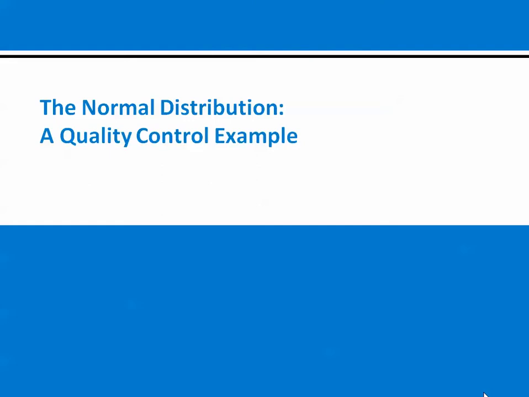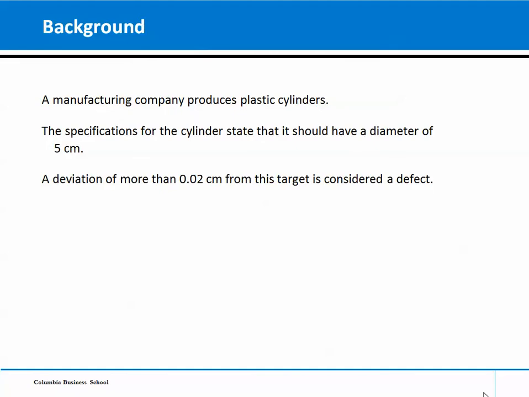In this video, we're going to be illustrating the normal distribution through an example from quality control. The objective is to show how to use the normal distribution and the normal table in a couple of different ways. So the setting is as follows.